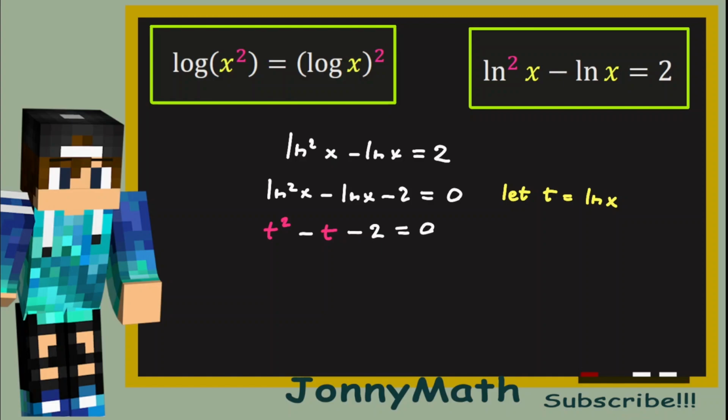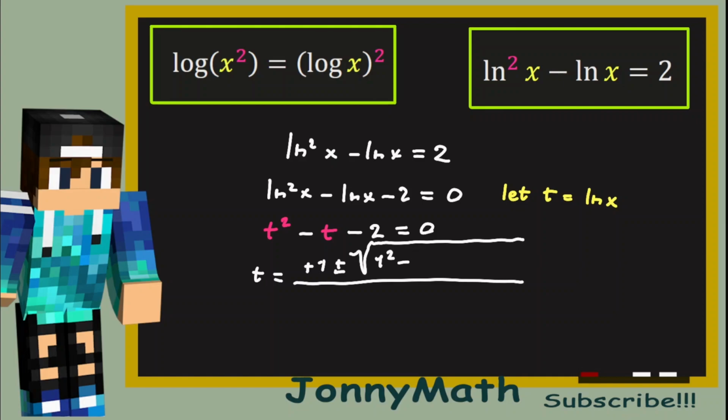Now let's solve this equation for t. So let's apply the quadratic formula. t equals plus 1 plus or minus the square root of 1 squared minus 4 times 1 times minus 2, all divided by 2. So this equals 1 plus or minus the square root of 1 plus 8, all divided by 2.